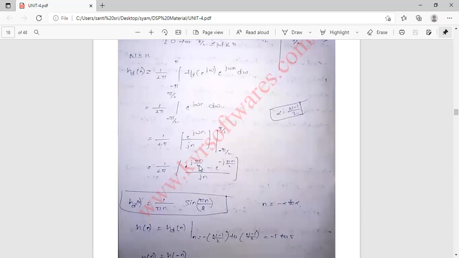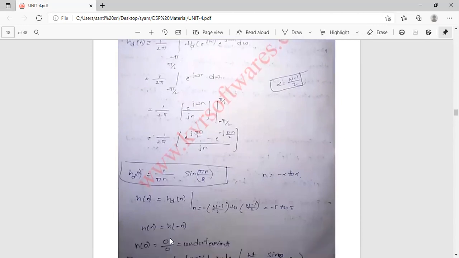Omega is pi by 2 here. So (e power j pi by 2 n minus e power minus j pi by 2 n) by j n. Okay, so it is equal to 1 by pi n sin pi n by 2, for n equal to minus alpha to alpha. So h of n equal to h d of n at n equal to minus (n minus 1) by 2 to (n minus 1) by 2.